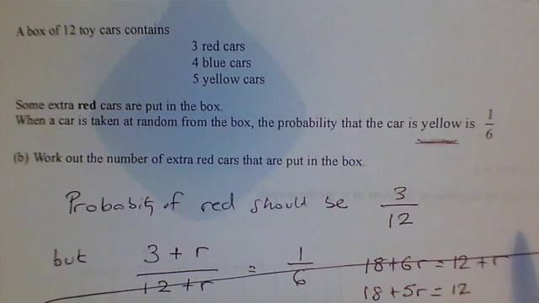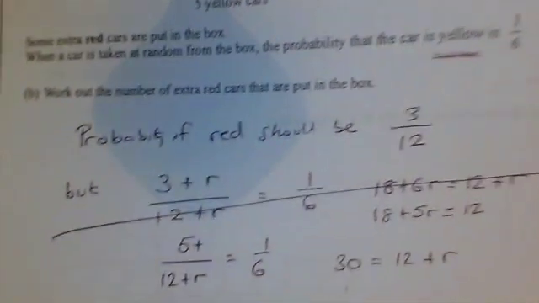So the first thing I need to do is write down adding the extra red cards to all the cards. I'm going to use the letter R. Okay, so that's going to be 5, that's the yellow cards, 5 yellow cards out of 12, which we start with, plus the extra red cards, so 12 plus R. So 5 out of 12 plus R has to equal 1/6. Okay, and then I can cross multiply and get my number of extra cards.